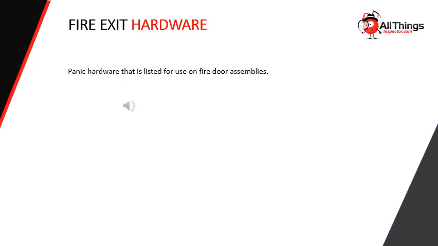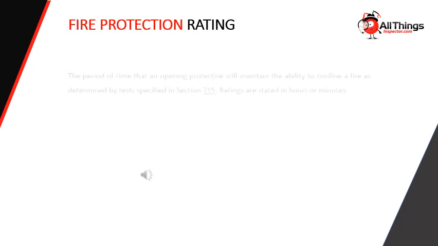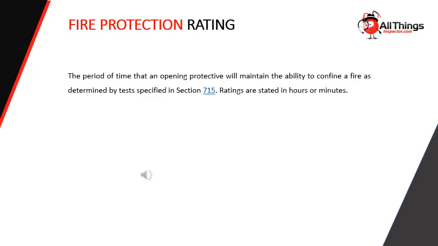Fire exit hardware. Panic hardware that is listed for use on fire door assemblies. Fire partition. A vertical assembly of materials designed to restrict the spread of fire in which openings are protected. Fire protection rating. The period of time that an opening protective will maintain the ability to confine a fire as determined by tests specified in Section 715. Ratings are stated in hours or minutes.